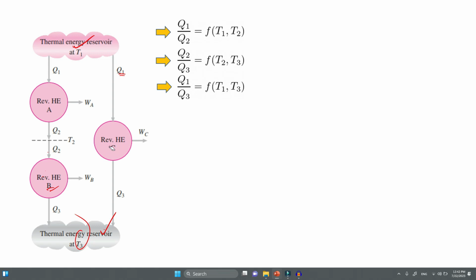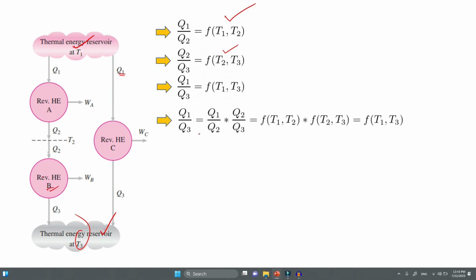So now coming back to this equation. According to Carnot's second principle, Q1 by Q2 is equal to a function of T1 T2, Q2 by Q3 is a function of T2 T3, and Q1 by Q3 is a function of T1 T3. You can multiply these two: Q1 by Q2 into Q2 by Q3 is equal to the function of T1 T2 into the function of T2 T3. We already know that this is equal to the function of T1 T3. So the function of T1 T2 into the function of T2 T3 is equal to the function of T1 T3.